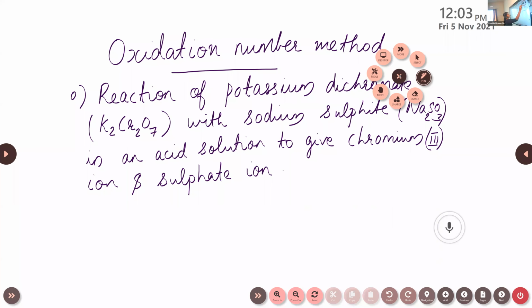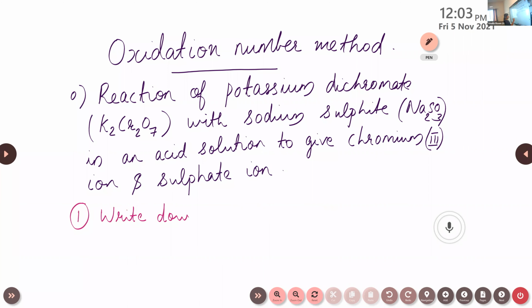Okay, next we will go through the steps of this balancing. So the first step: write down the skeletal ionic equation. Not chemical equation, here it is skeletal ionic equation. So you have to represent it in the form of ions. First step, write down the skeletal ionic equation.